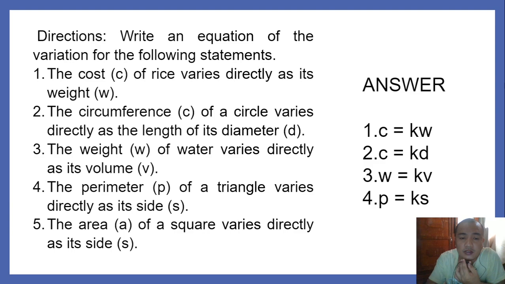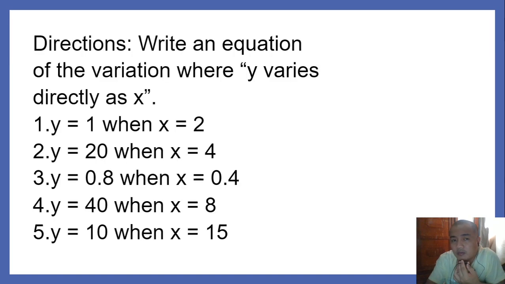And number 5, the area of a square varies directly as its side. A equals KS. So, all of these are direct variation. Write an equation of the variation where Y varies directly as X. First, for direct variation, we must solve for K, the constant of variation. So the equation of variation is Y equals KX.